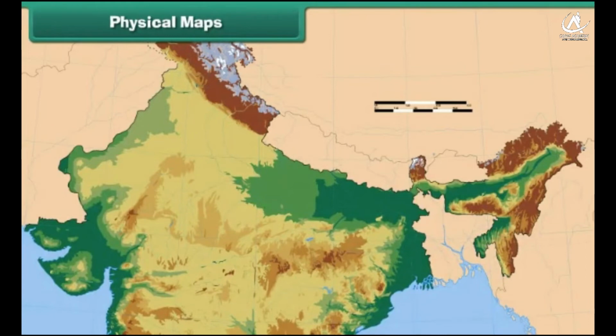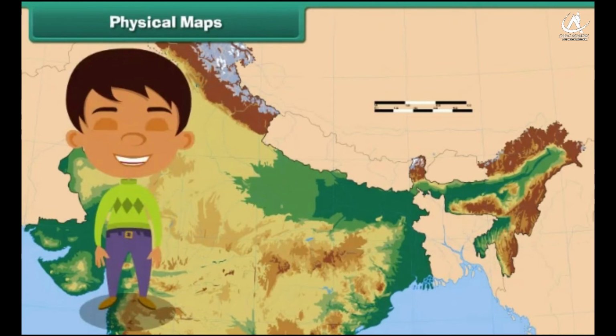Physical maps. Physical maps illustrate the physical features of an area such as mountains, rivers, and lakes. Water bodies are usually colored blue in a physical map. Different colors are used to show different land elevations: green for lower elevations, and orange or brown for higher elevations.